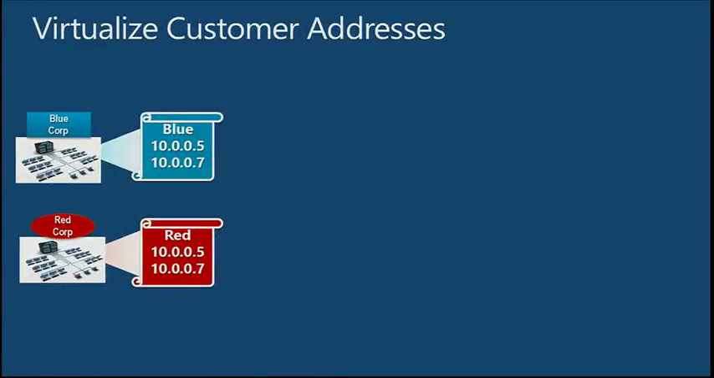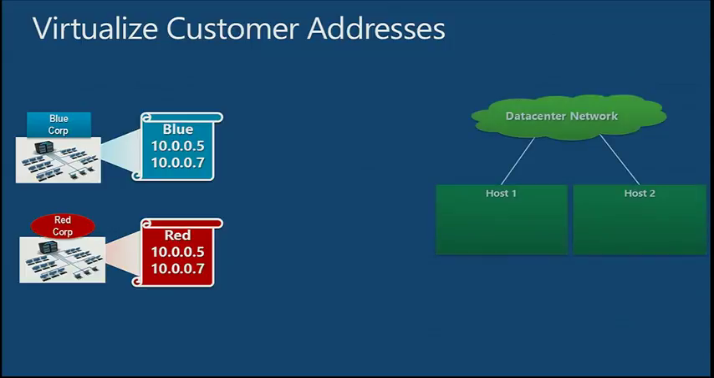So conceptually, a few concepts around how Hyper-V network virtualization works. Customer addresses. Here we've got two customers, blue and red. They've both got machines 10.0.0.5 and 10.0.0.7. Pretty straightforward. Those are called the customer addresses, so you'll hear me say CA or customer address. Each customer has their own unique addresses.